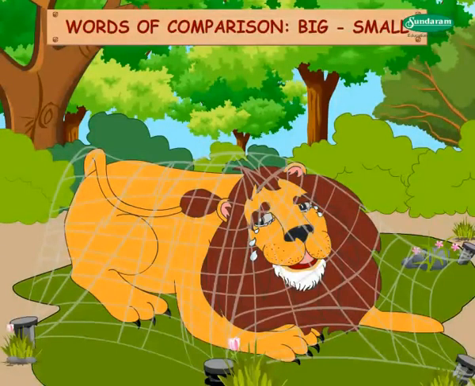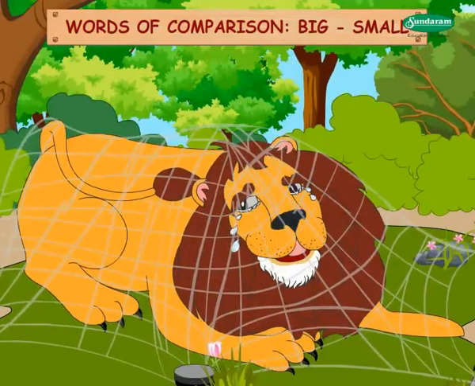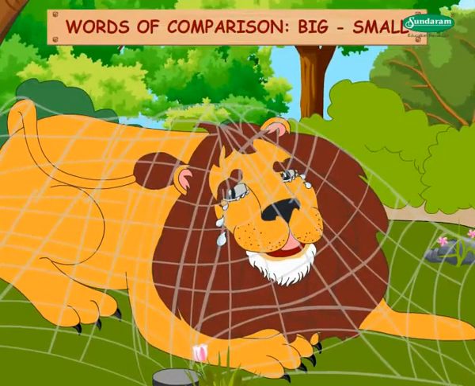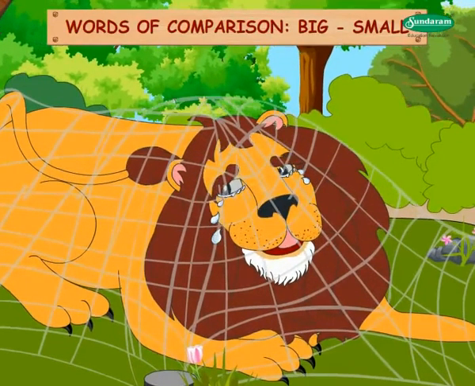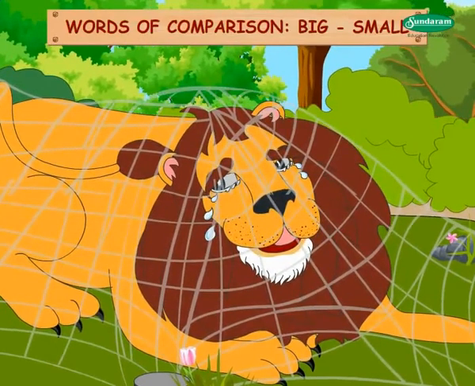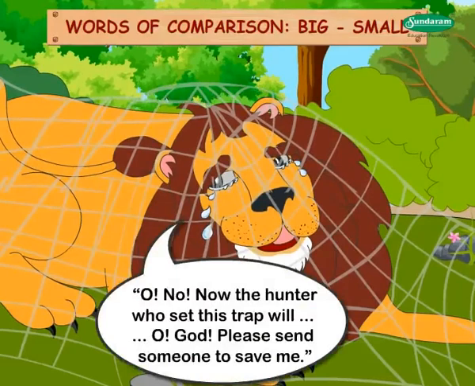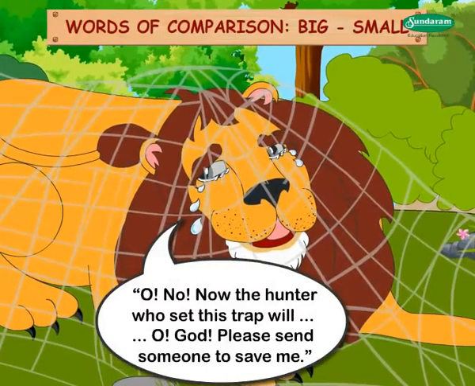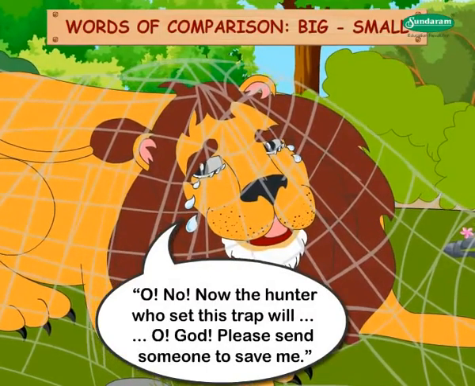After some days, the small mice suddenly heard the loud crying noise of the big lion. They ran towards the noise and saw that the big lion was trapped inside a big net. The big lion was crying, "Oh no! Now the hunter who set this trap will come and take me away. Oh God, please send someone to save me."